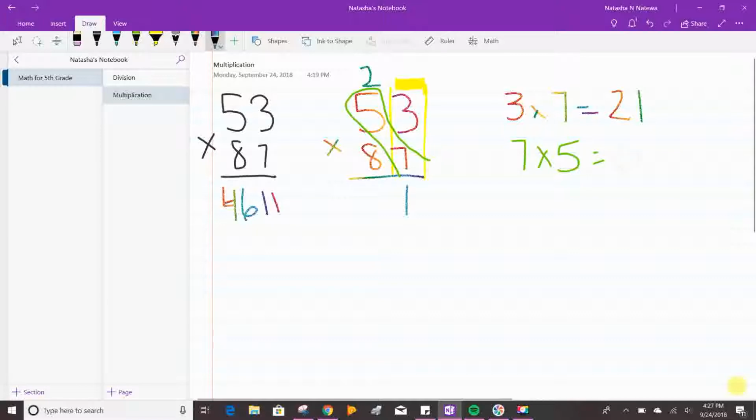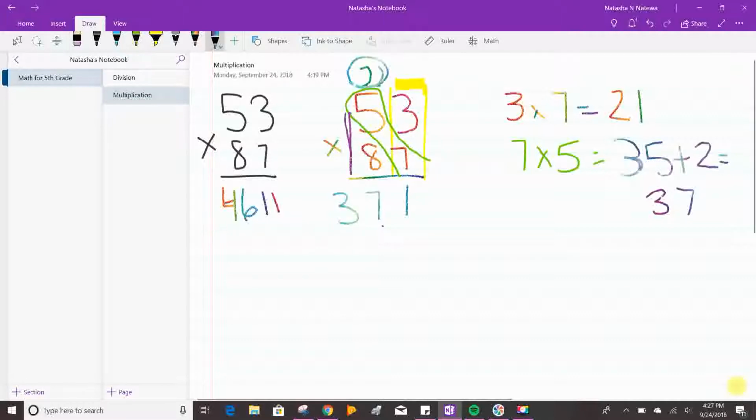Seven times 5 is 35. But we don't just end there. We have to add the 2 here. 35 plus 2 equals 37. So 37 goes under here. Remember, you have to align the numbers. So the 7 goes directly underneath this column here because that's how you want to do it for lining up. And the 3 goes outside the box.